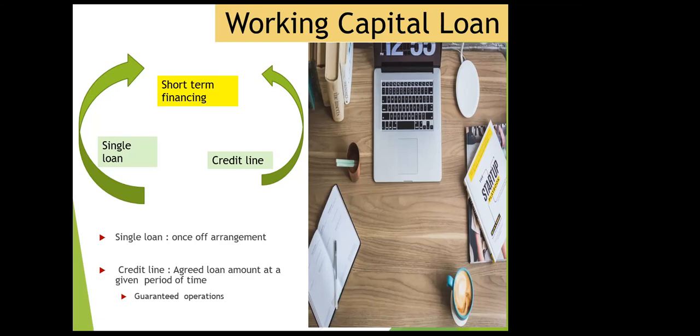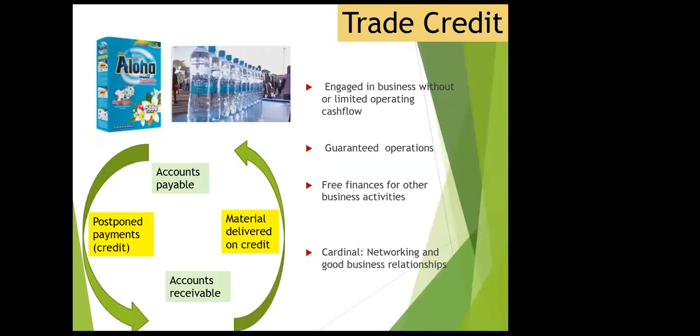With a credit line, you know that you are assured, whatever happens, you can access the money from the bank. And you even know the maximum, the threshold that you can access from that bank. With a single loan, it's an issue of negotiating at the time that you want to access that loan, and then also agreeing on the modalities and the terms in respect to that loan.